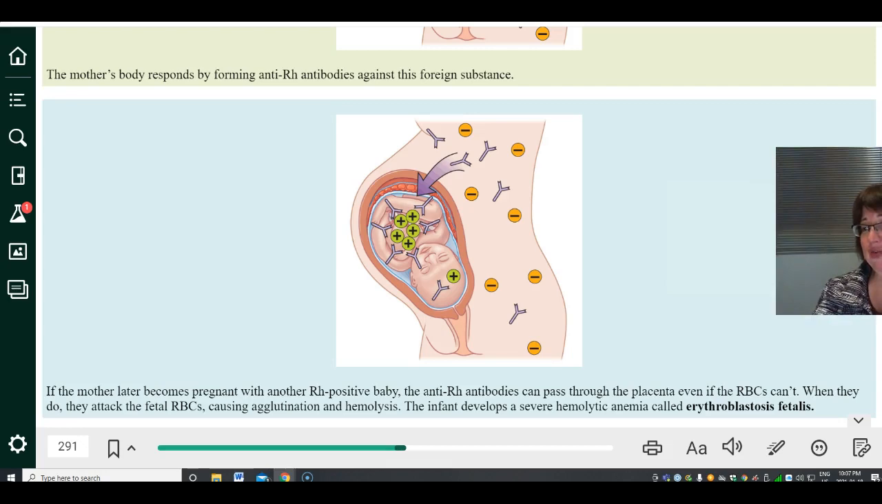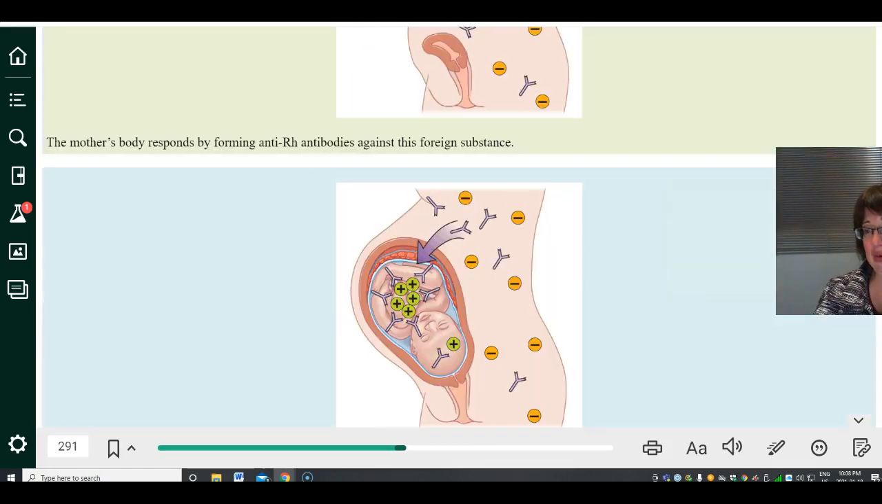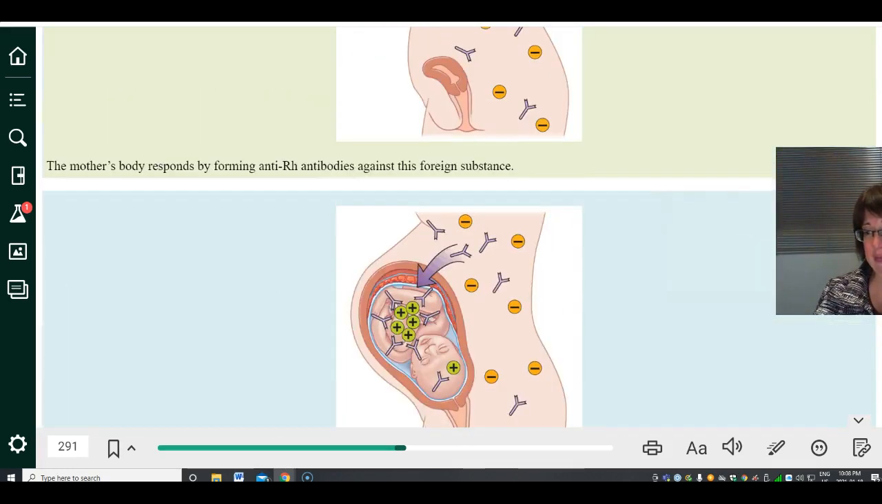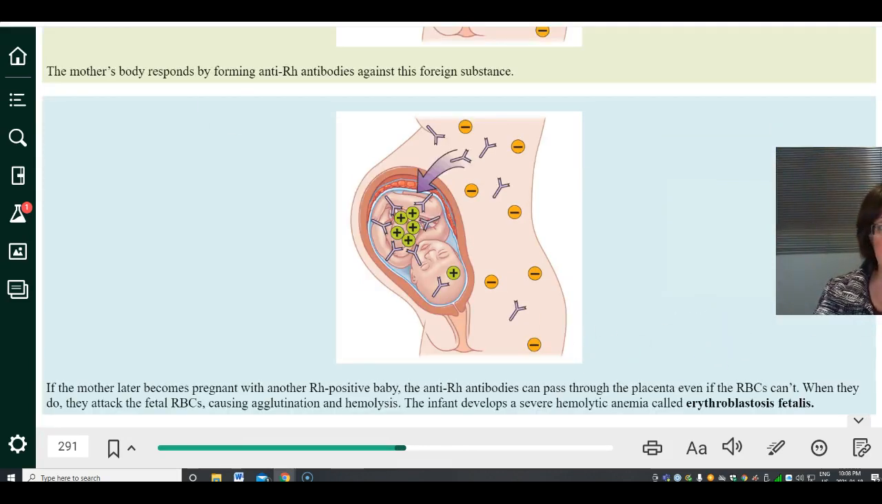Here is a beautiful word for those of you who like Latin breakdowns. There we go. Look at this one. Erythroblastosis fetalis. Erythro is red. Blastos is forming. Condition of fetus. So it is the condition of forming red blood cells in the fetus, which will develop a problem because the antibodies are destroying the baby cells.